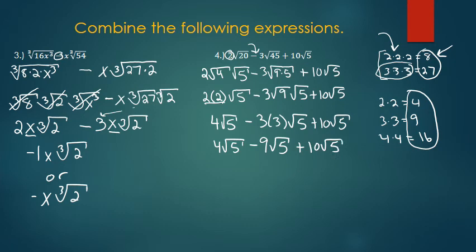So do I have radicals that are all the same? I do. They're all square roots and they're all square roots of 5s. So now I can go ahead and combine. So I have 4 minus 9, which is negative 5 root 5, plus 10 root 5. That's this one. So minus 5 plus 10 is 5 with the root 5. And that is your final answer.